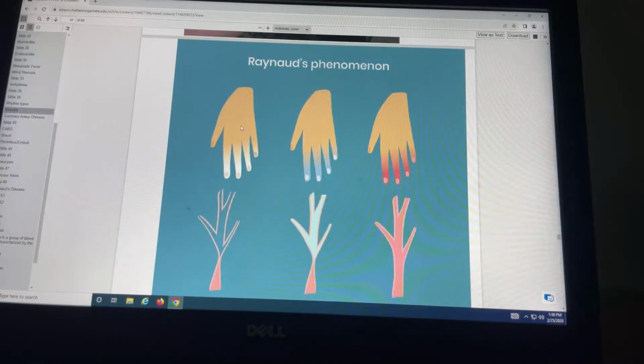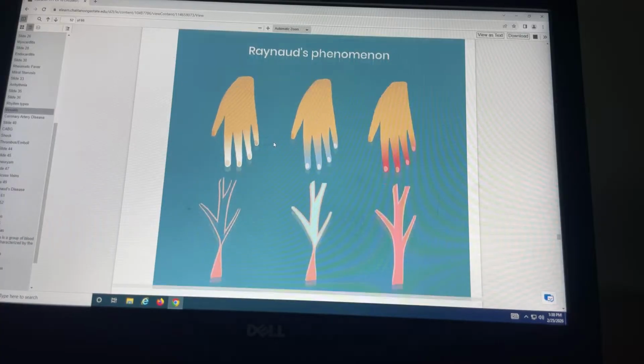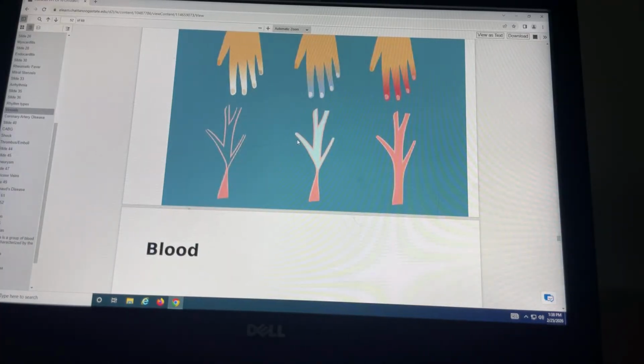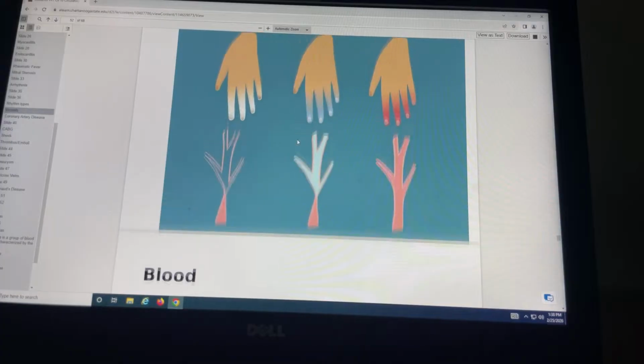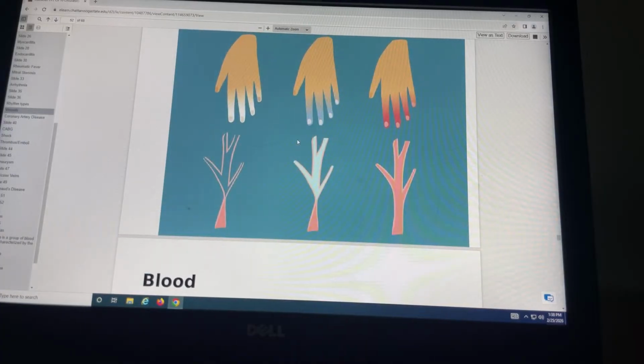So you can see this one's turning white, this one's turning blue, this one's turning red. They just change color from the lack of blood flow. Wow, that's scary. Do they also get the tingly sensation? Yeah, you get that numbness and tingling. Not everybody does, but that's a potential symptom, yeah.